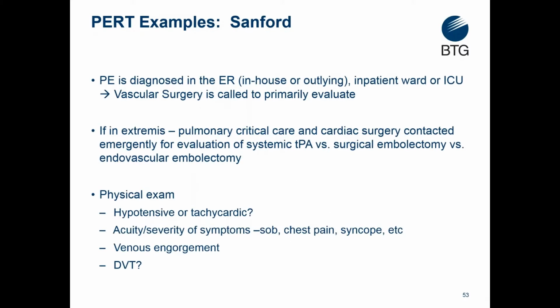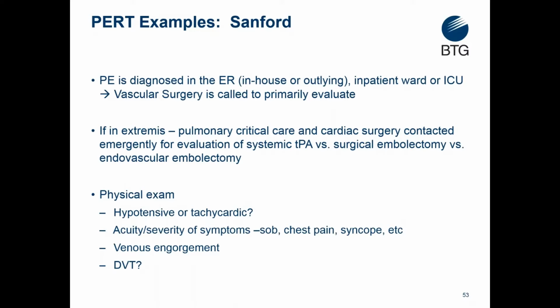This is an example of what we do, quite similar. The PE is diagnosed usually in the ER or any place, so inpatient ward, ICU, etc. We're the primary team, so we'll get called to be the primary evaluator, similar to Mass General's model. If the patient's in extremis, we'll immediately get pulmonary critical care and cardiac surgery activated, and usually we show up in person in the ER. We probably all make it there about the same time. And then we look at systemic TPA versus surgical embolectomy versus endovascular embolectomy in that situation.